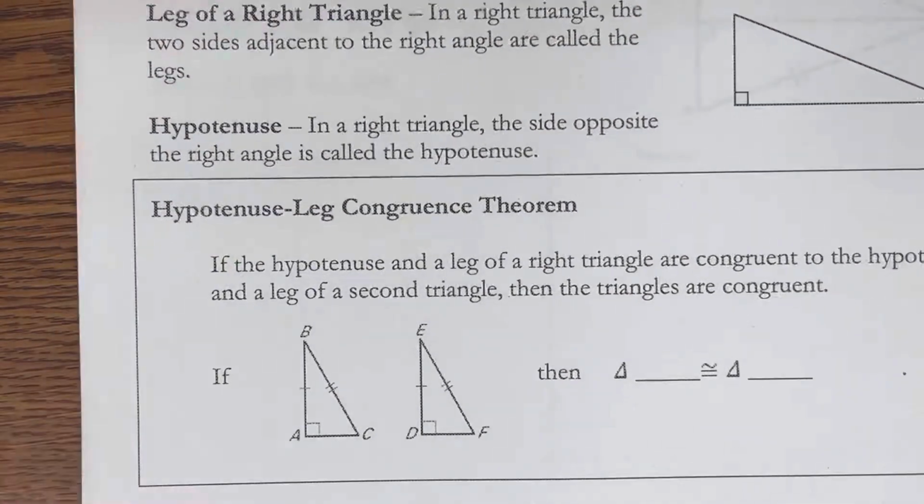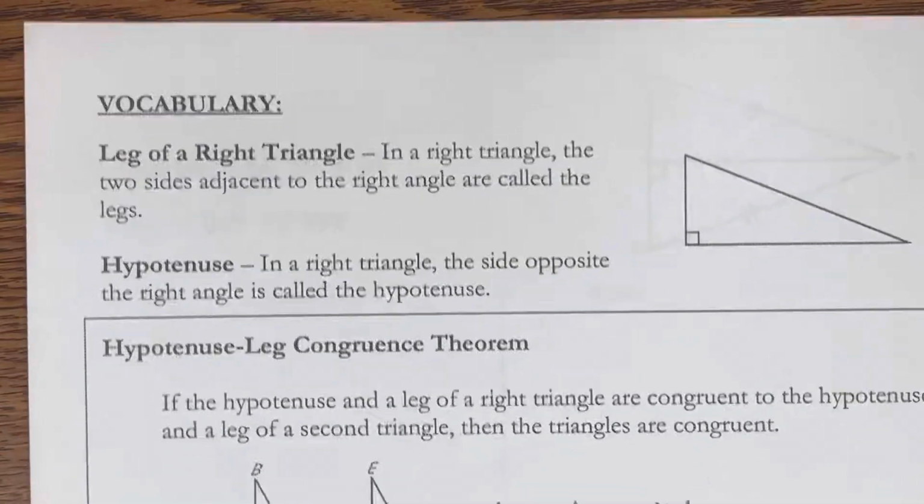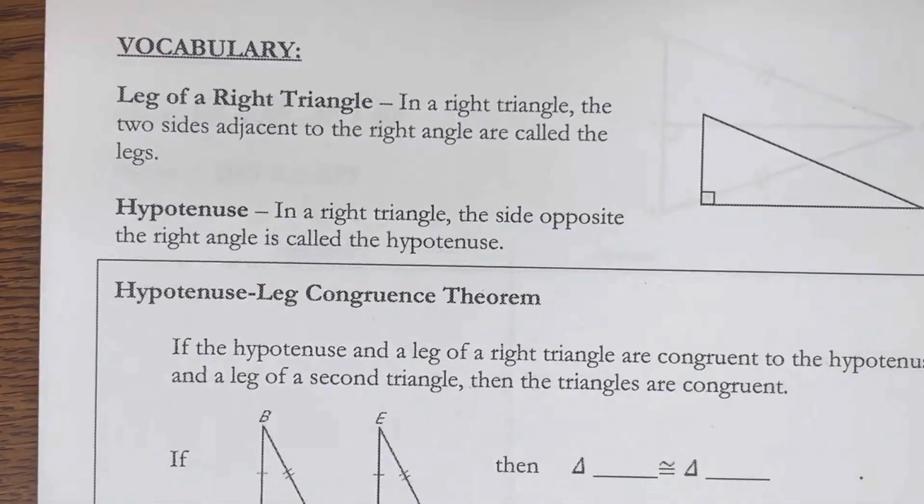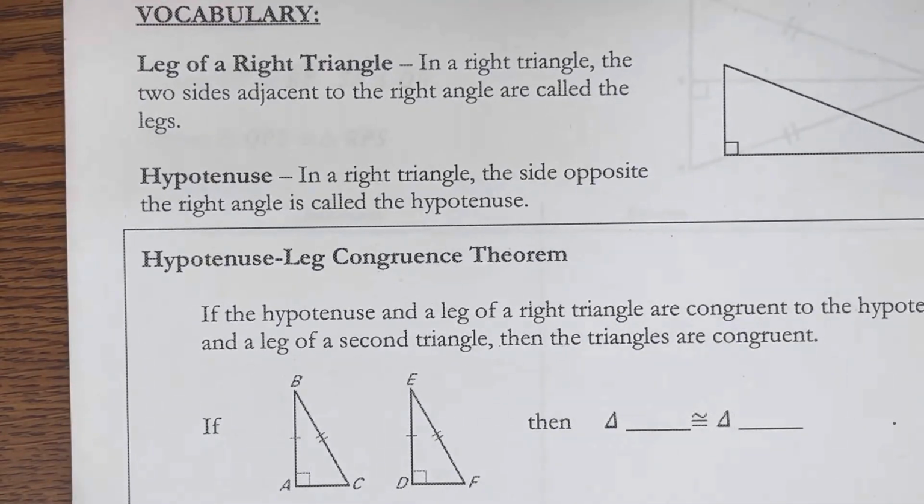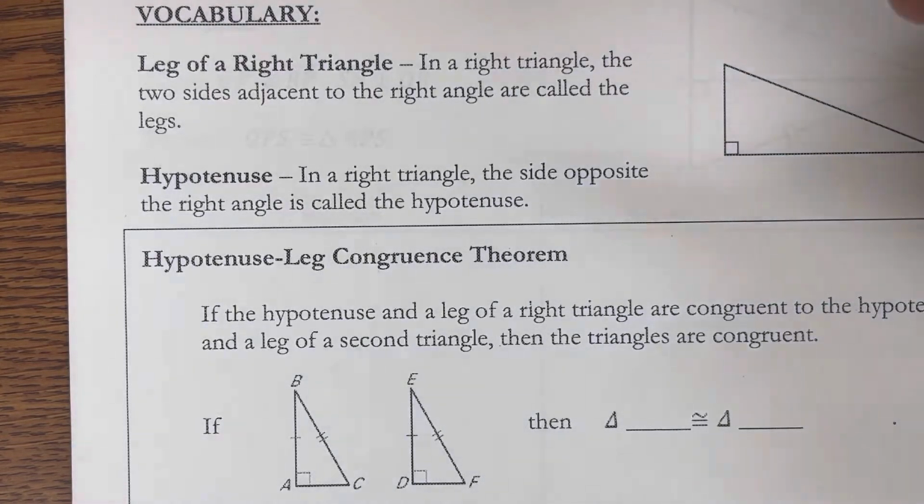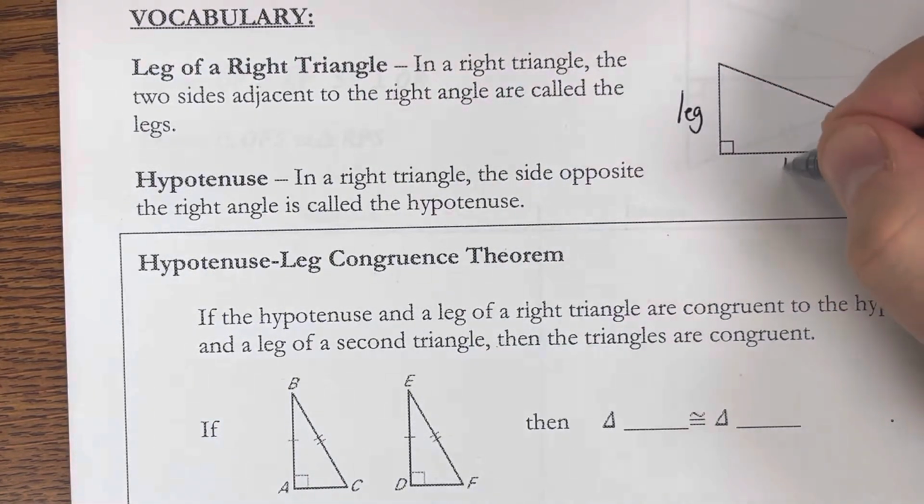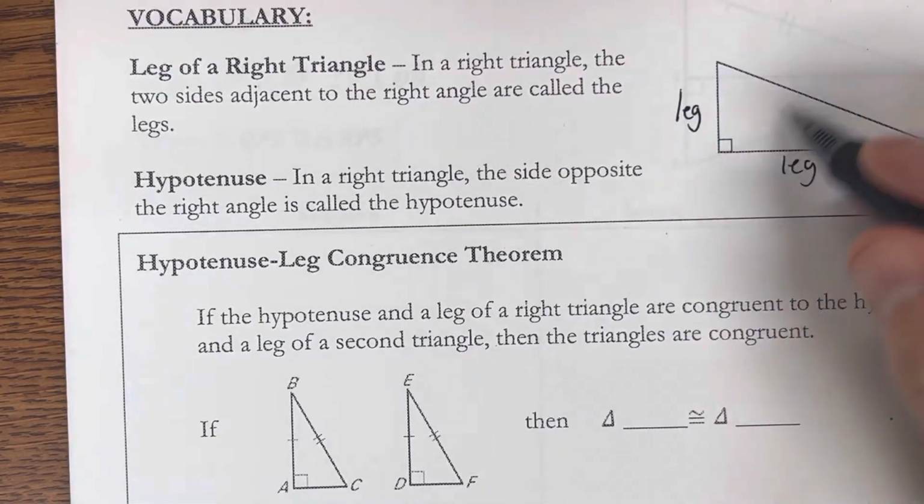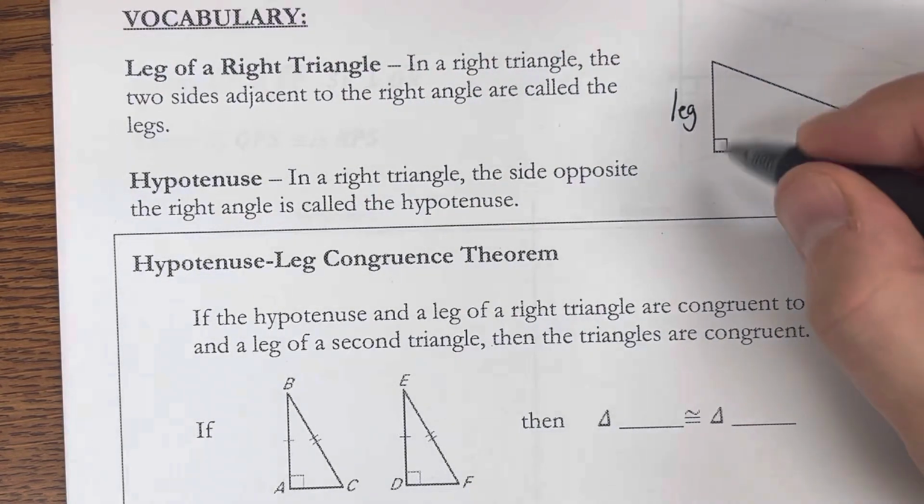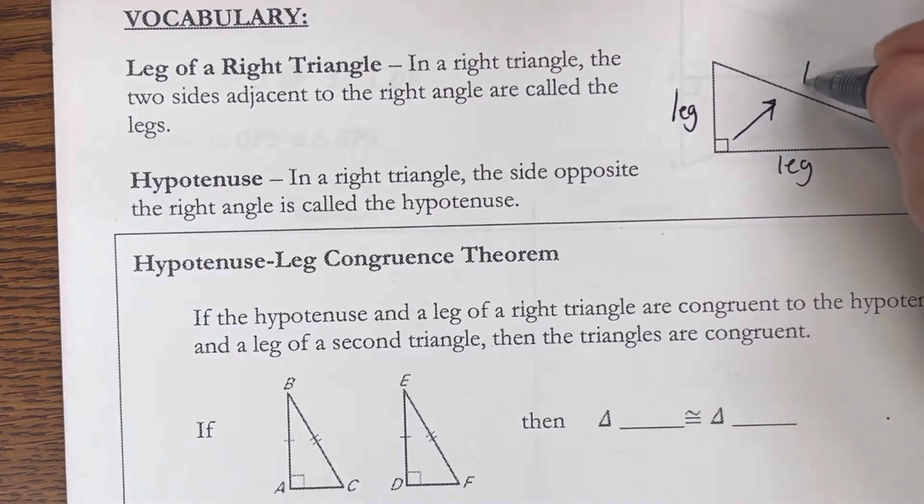The next thing we're going to talk about is special triangles, which is a right triangle. And a couple definitions here. Right triangles have some specific parts, and one of those are the legs. The 2 sides that make the right angle are called the legs. The side that's across from the right angle, or the longest side, is the hypotenuse.